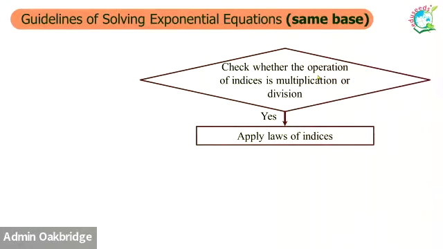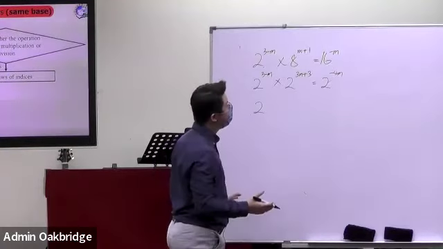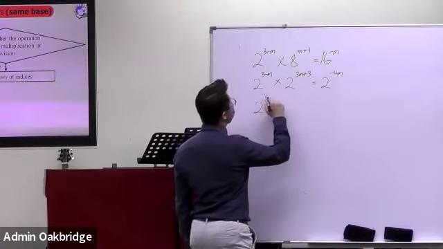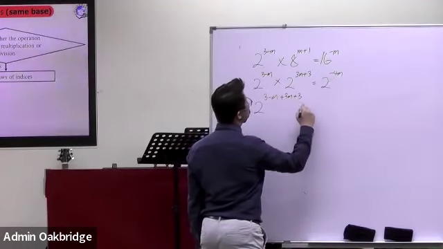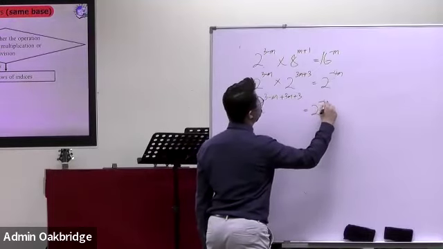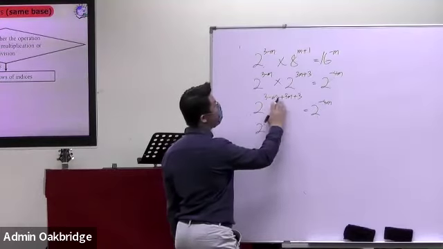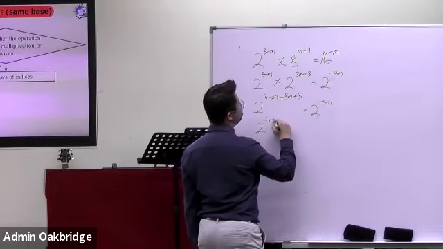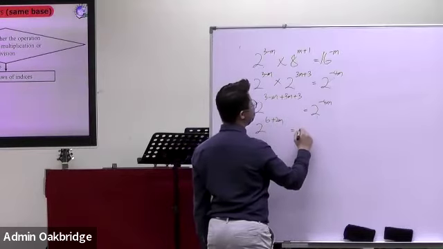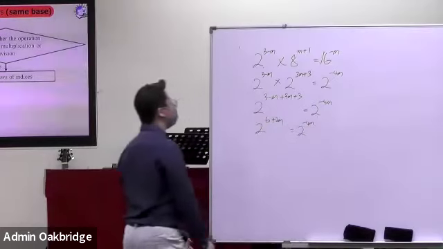So now you apply the law of indices. What should we do? If multiplication, you know that you just add the powers. Equals to 2 to the power of -4m. So 3m minus m is 2m, 3 plus 3 is 6. So 2 to the power of 6 plus 2m equals to 2 to the power of -4m. All right.